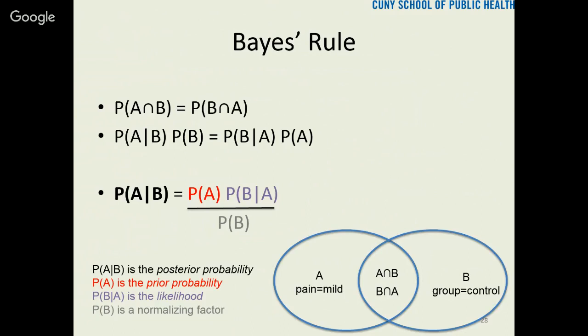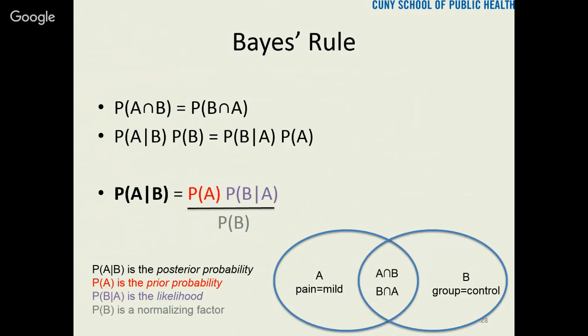And each of these terms has their own terminology in Bayesian language, where this conditional probability on the left-hand side is the so-called posterior probability. This probability of A is the prior probability. The next term there is the likelihood, and that denominator is just like a normalizing factor. And this is very important for our calculations on screening tests and for interpretation.